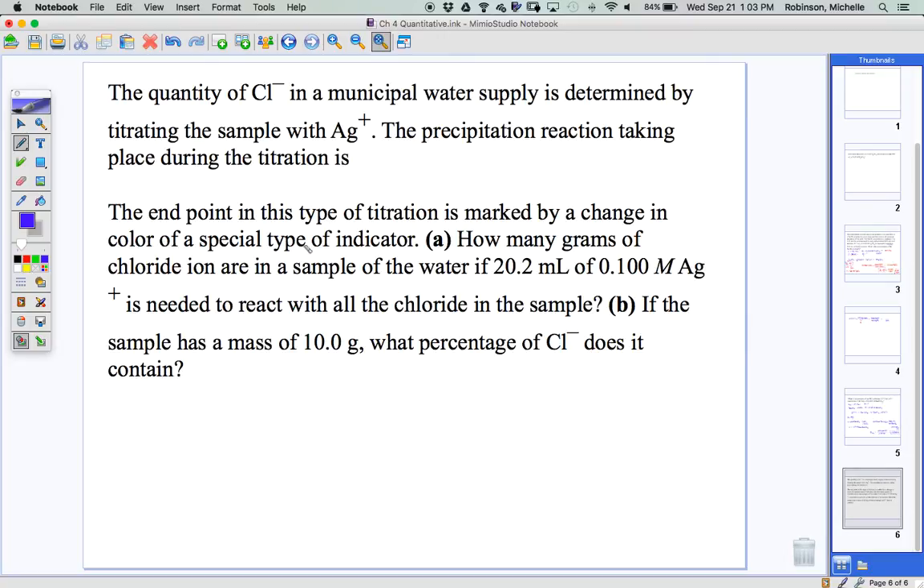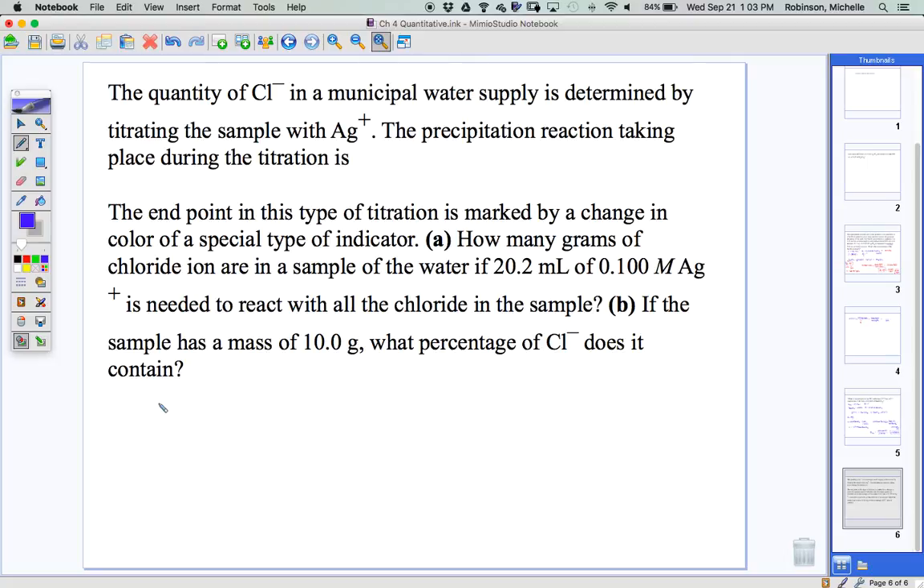All right, the end point of this type of titration is marked by a change in color of a special type of indicator. How many grams of chloride ion are in a sample of water if 20.2 milliliters of 0.1 M Ag+ is needed to react with all the chloride ions in the sample? If the sample has a mass of this, then what's the percentage of the chloride ion? Sounds completely different than what you've been doing.